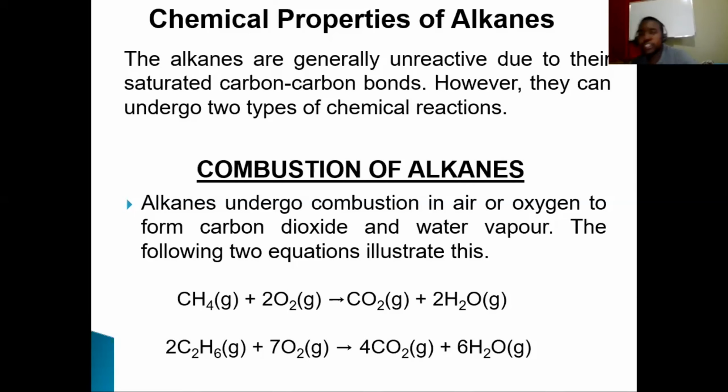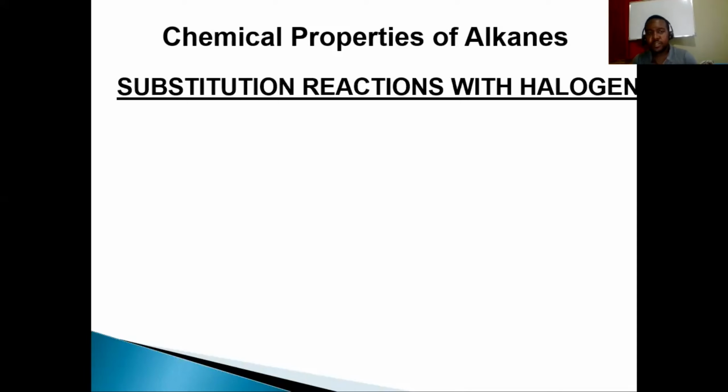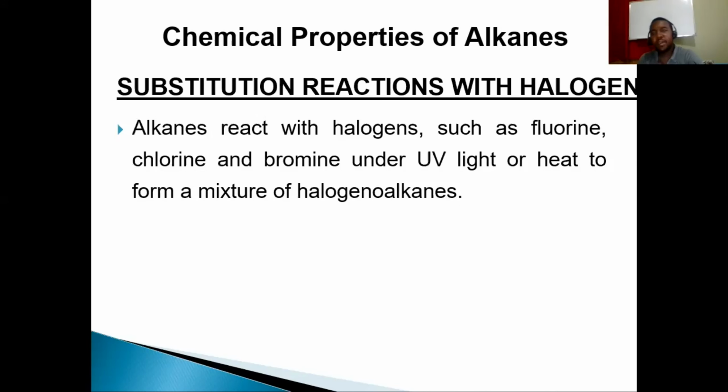So alkanes undergo combustion to give us carbon dioxide and water. Or we can have a substitution reaction. It's substitution because we're taking away a hydrogen that's there and replacing it with another element, preferably a halogen. If it's been replaced by a halogen, such as fluorine, chlorine or bromine, we have to have UV light or heat present to form a mixture of the halogenoalkane. The purpose of that is to give it enough energy to break that hydrogen-carbon bond so the hydrogen can be released and the halogen can be bonded to the carbon.